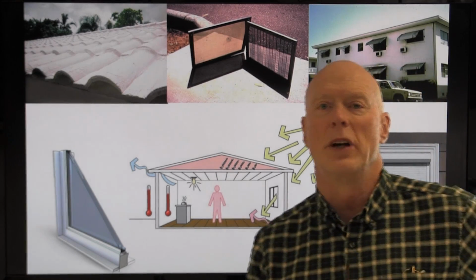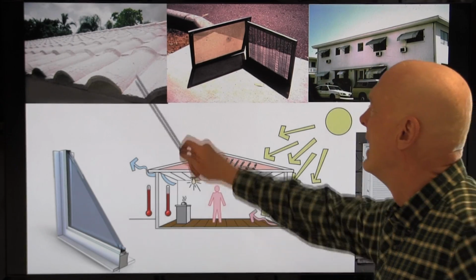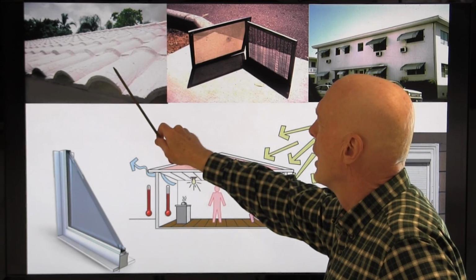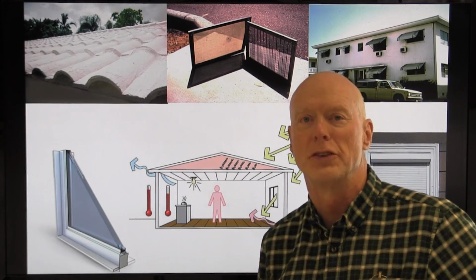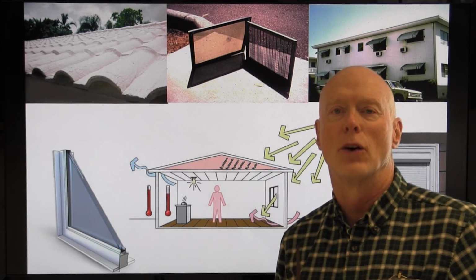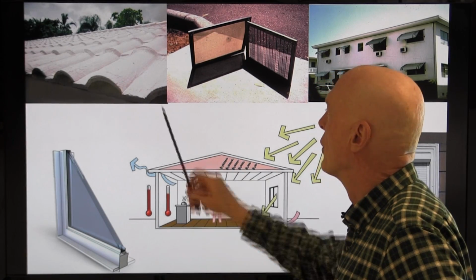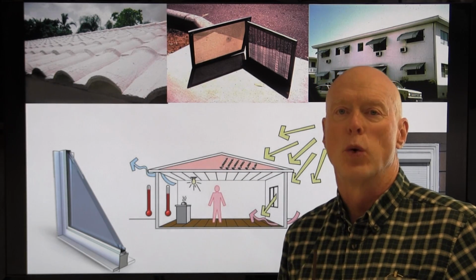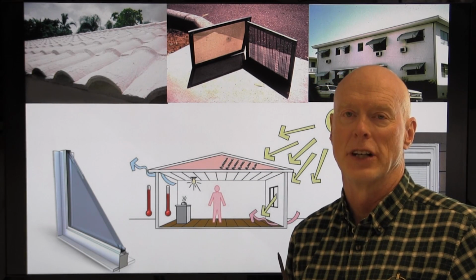And the first thing that we can do to reduce solar gain is to have a cool roof. And this is an example of one of the coolest roofs that you can have. It's a white concrete tile roof. And with a roof like this, you're probably going to save 20% on your air conditioning costs.